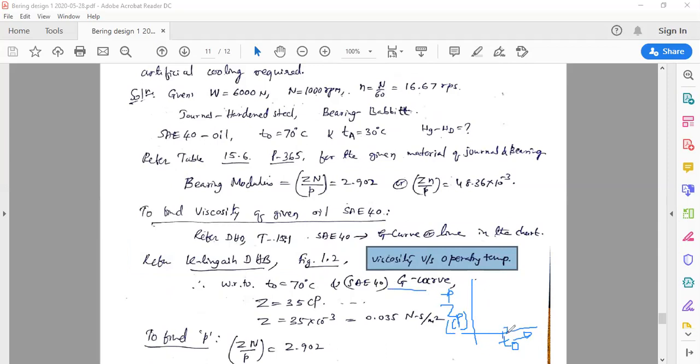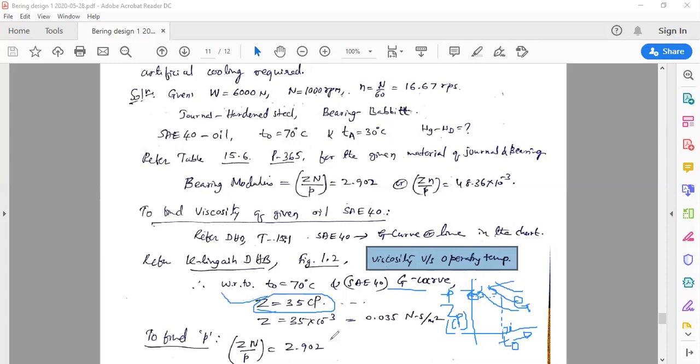So assume this is 70 degrees centigrade, and project this line. There are a number of curves that we come across. So what is the name of the curve here? Say this is G curve. So up to G curve you have to extend it and move in the horizontal direction. So here you will be getting the value of Z. Z is in centipoise. So that value is obtained here as 35 centipoise.